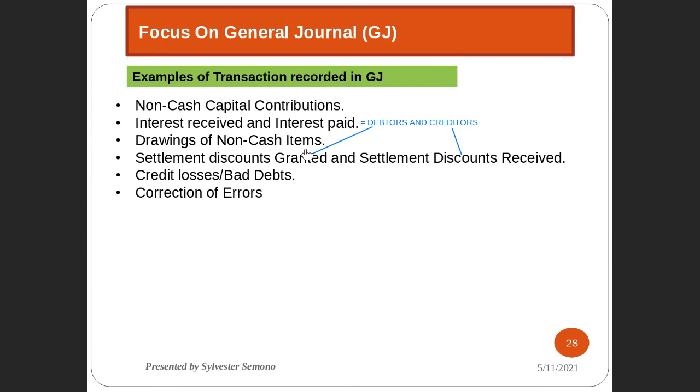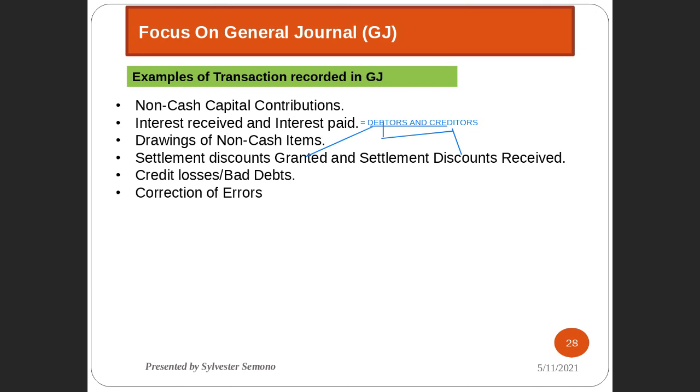The other question is interest received, debtors, and interest paid. The interest received, yes, is the one that we... Oh, sorry, I think I made a mistake here. I think I swapped them around. So this one must come here. Guys, this was supposed to be for creditors, and this one was supposed to be for debtors. Thank you so much.